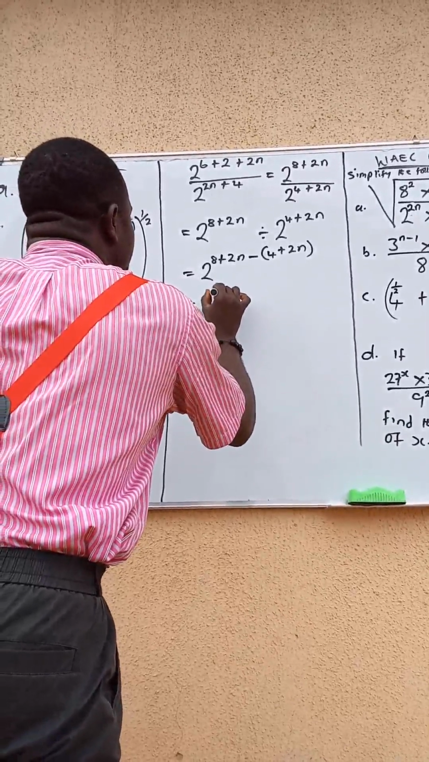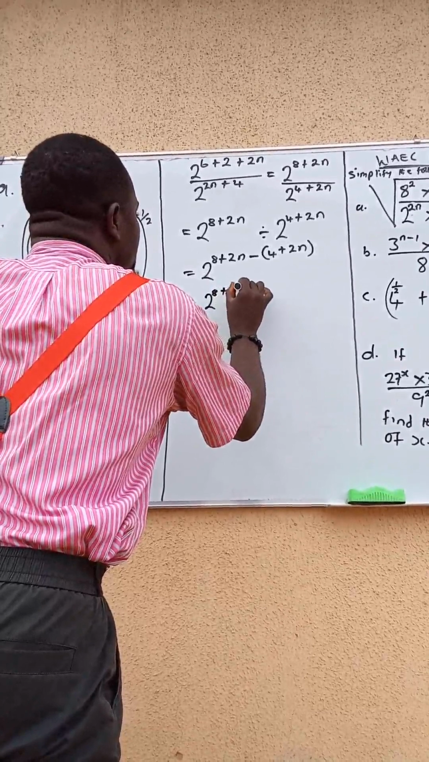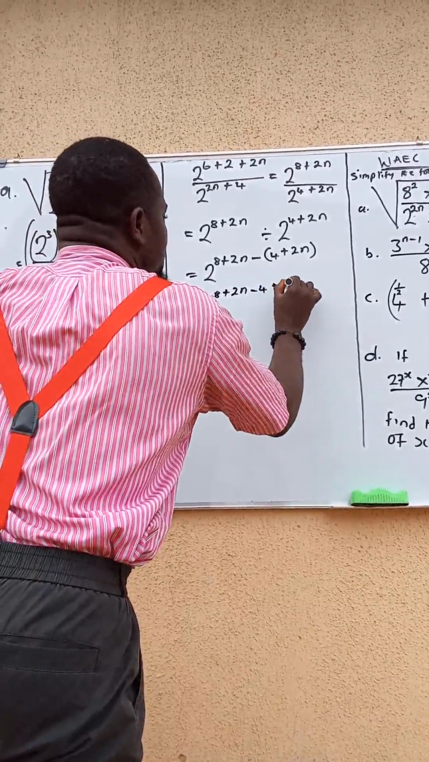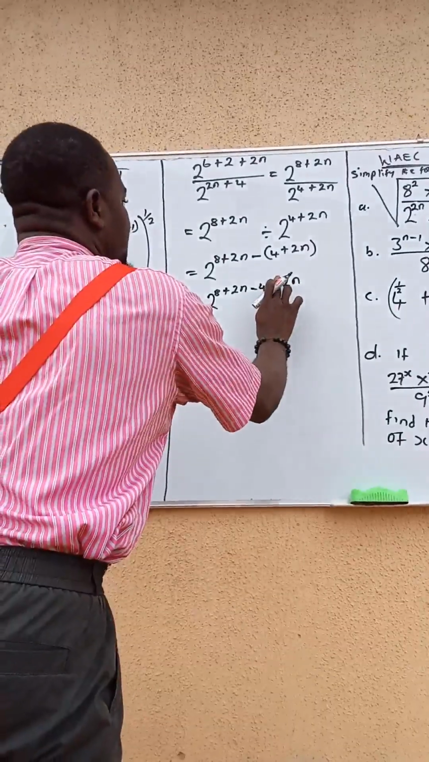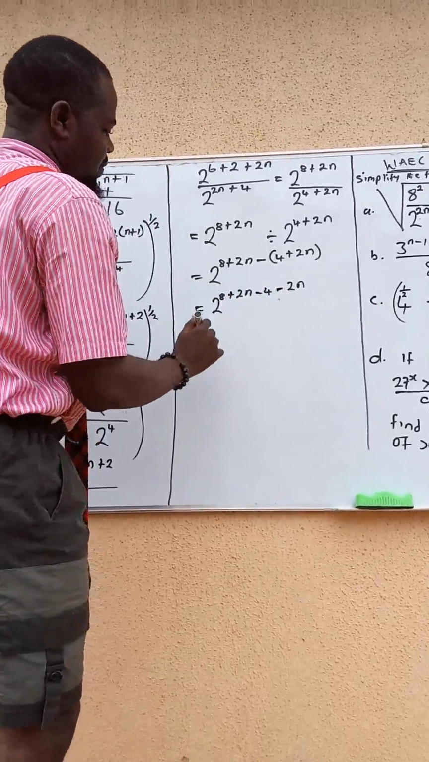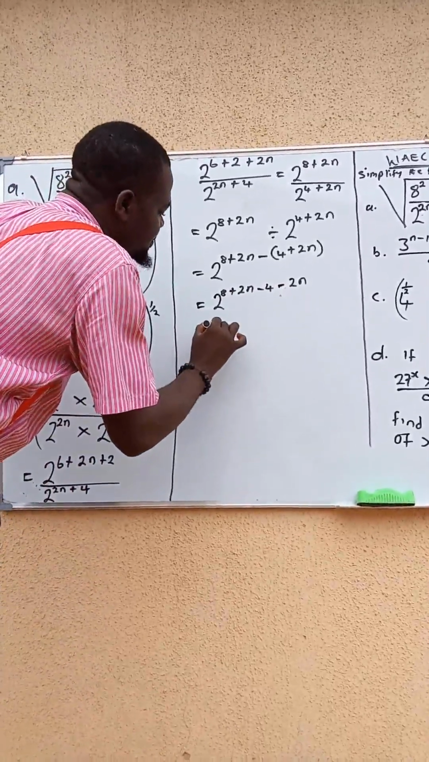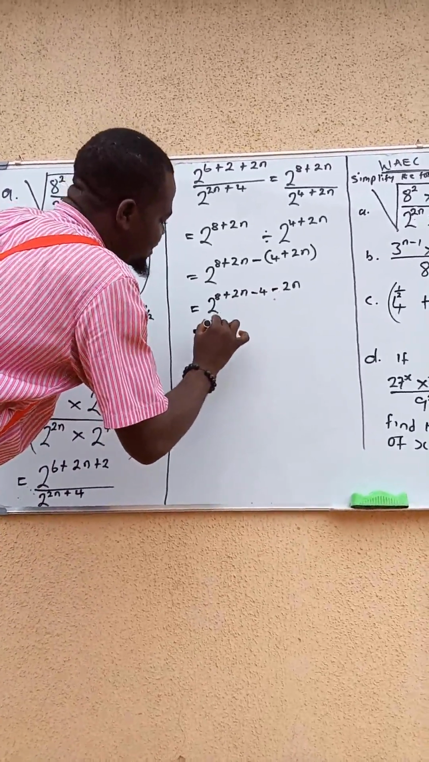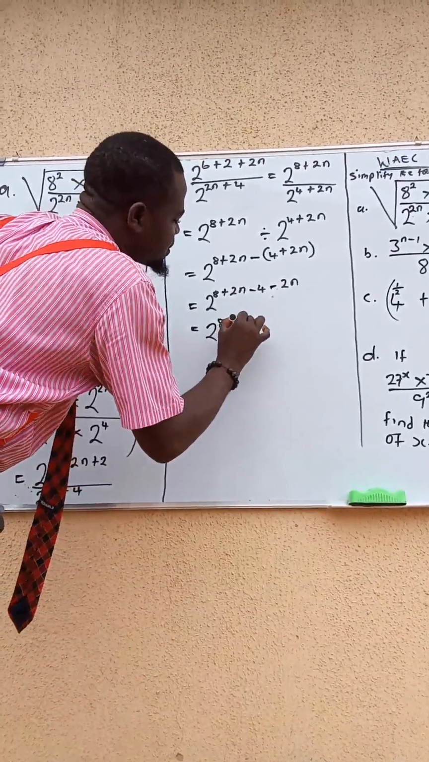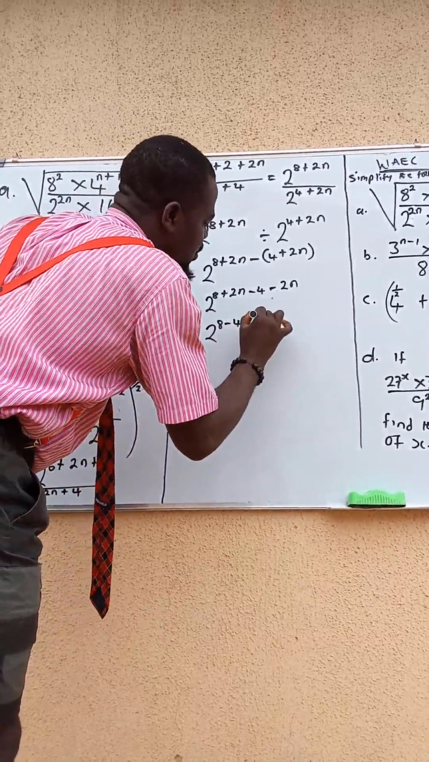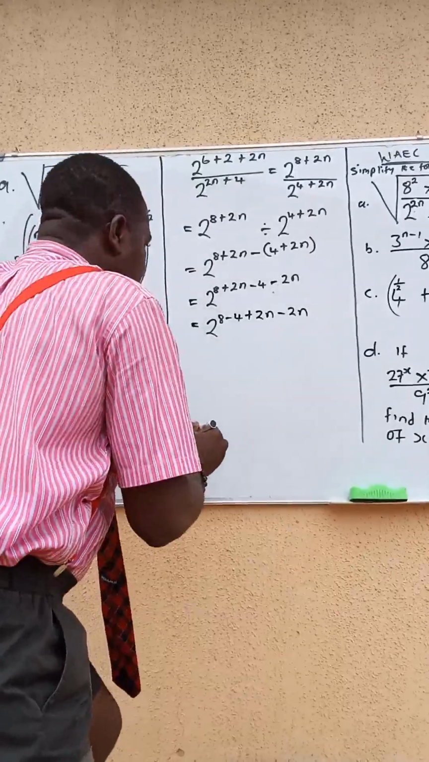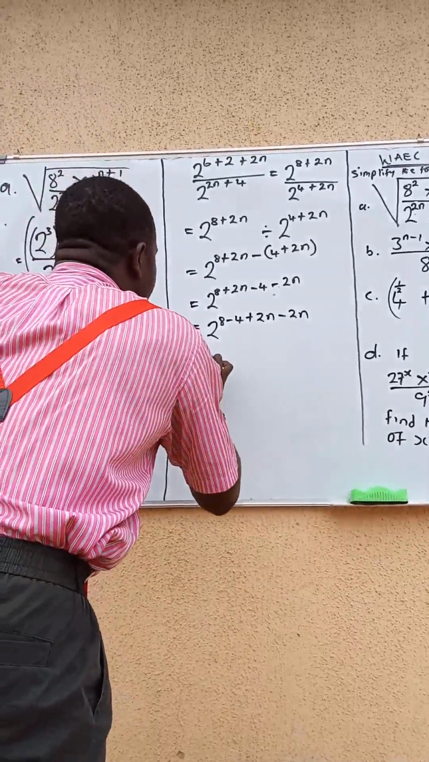2 raised to the power of 8 plus 2n minus 4 plus 2n. Minus 4 minus 2n. Minus times plus change to minus. Good. So this is the same thing as, I have to collect like terms again. 8 minus 4 plus 2n minus 2n, which is the same thing as what?